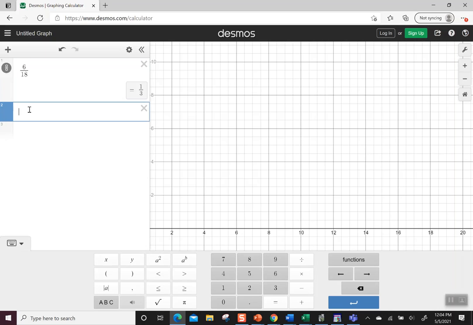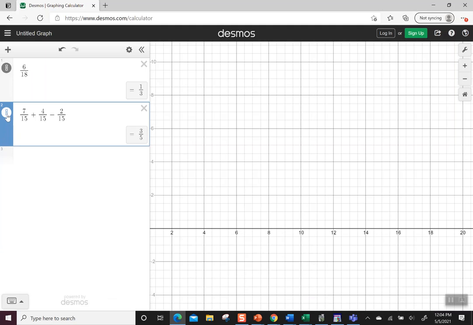If I have things I'm adding together, so as we're doing a probability, sometimes we might be adding something like 7 over 15 plus maybe 4 over 15, and let's say we even subtract something. Let's subtract 2 over 15. So we can see we got an answer. It gives us a nice decimal of 0.6, but again, if the question asks for a fraction, we want to convert it back by clicking the little button, and it says 3 over 5.